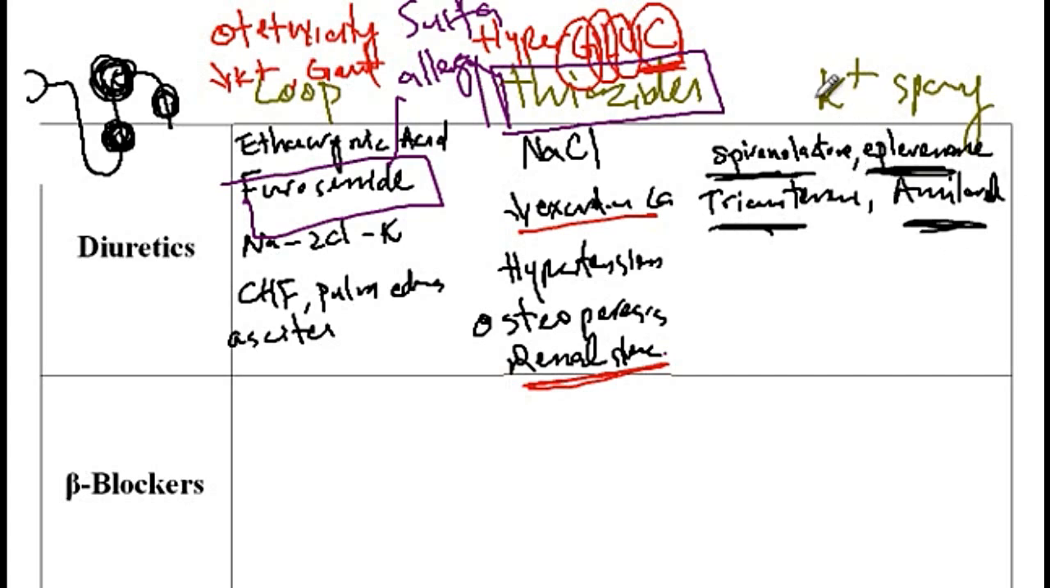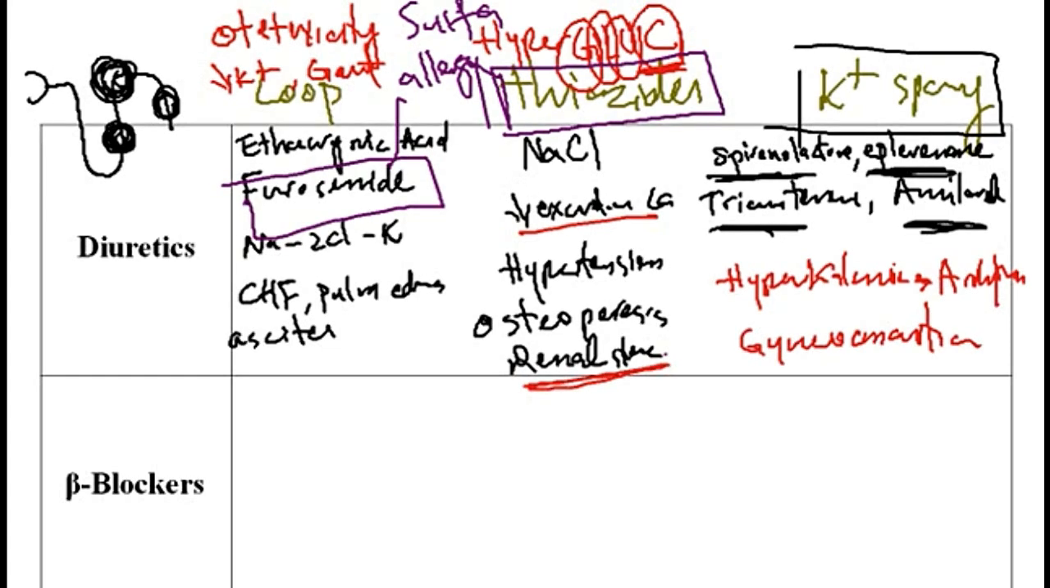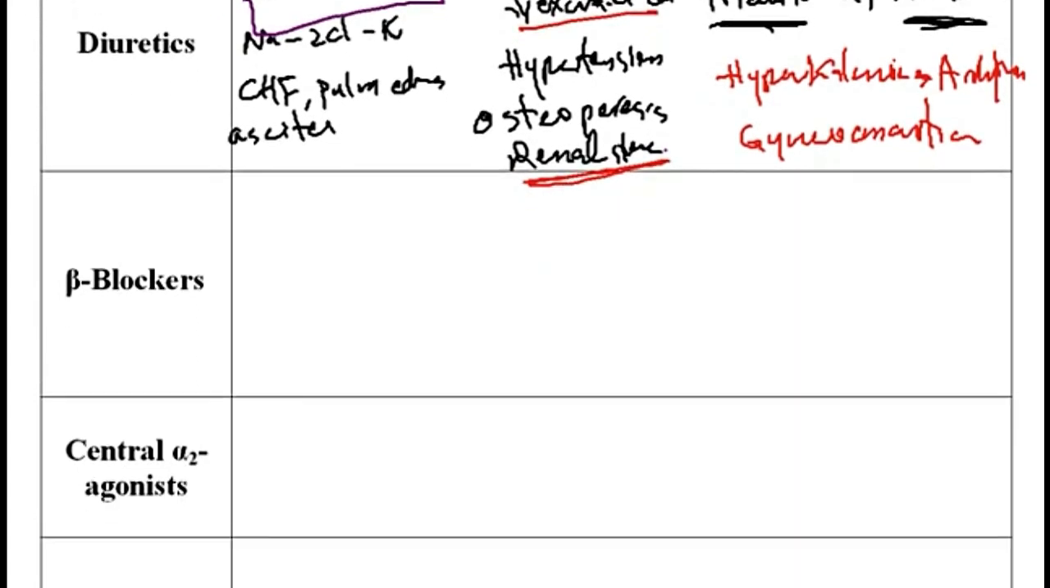All of these medications are categorized into the potassium-sparing diuretics. And then the side effects, as the name implies, potassium-sparing includes hyperkalemia that can lead to arrhythmia. And then spironolactone has anti-androgenic effects, and thus it can cause gynecomastia.